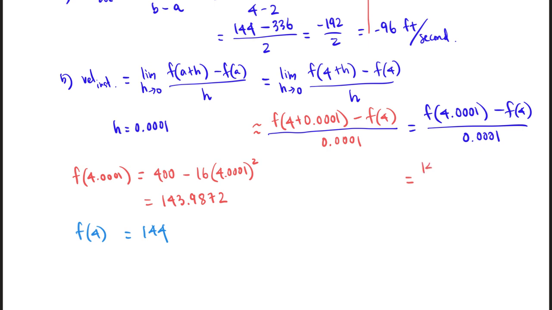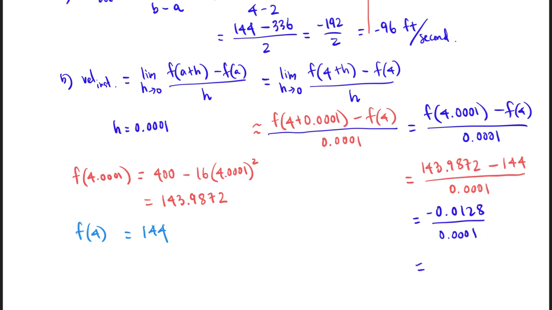Putting this together, we have f of 4.0001 is 143.9872 minus f of 4, which is 144, divided by 0.0001. In the numerator, it is negative 0.0128 over the denominator, which is 0.0001, and this is negative 128. The unit is still feet per second.